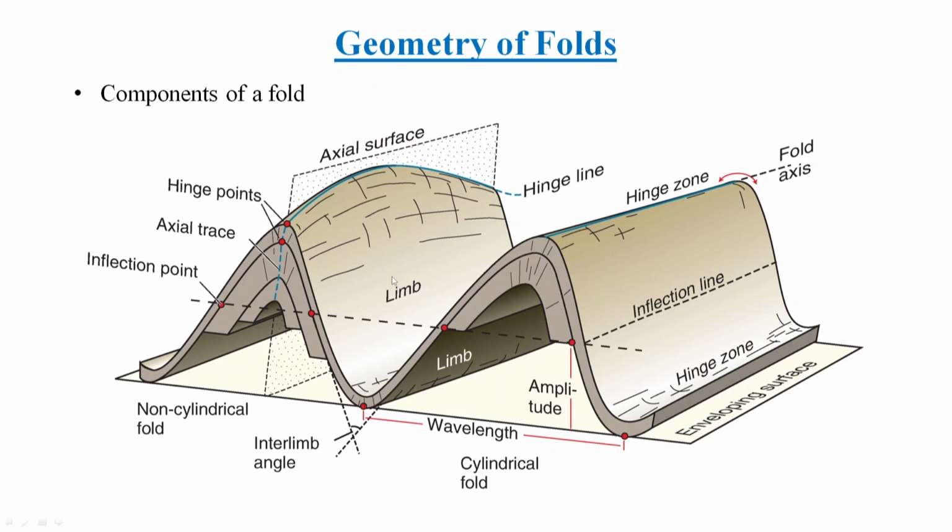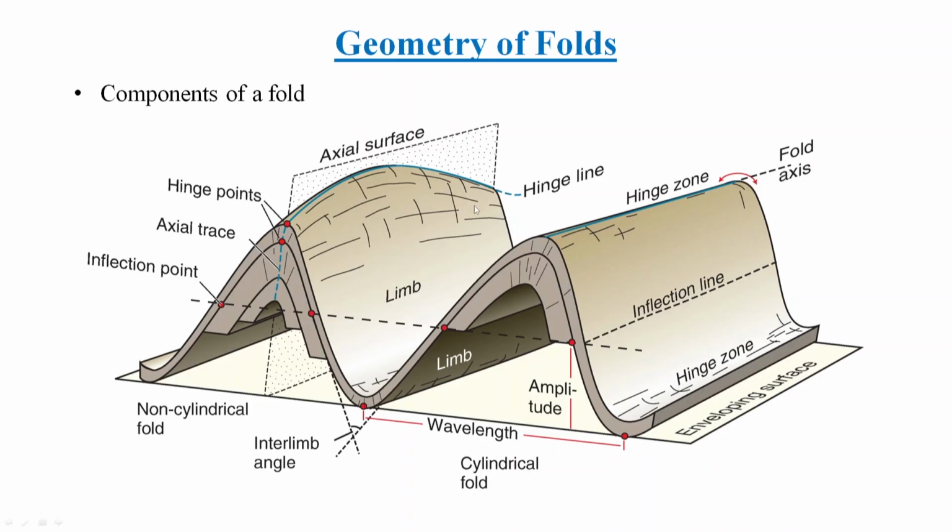Apart from that, as folds are wave-like features, definitely they will have a certain wavelength, and also a certain amplitude. So this is the amplitude of a fold and this is the wavelength: from one trough to another trough, or from one crest to another crest, is your wavelength. Similarly, your amplitude is this distance from the inflection to your enveloping surface. Enveloping surface is again an imaginary plane; there are two surfaces referred to as enveloping surfaces, within which your fold is constrained. So these are the two enveloping surfaces which are constraining the fold.